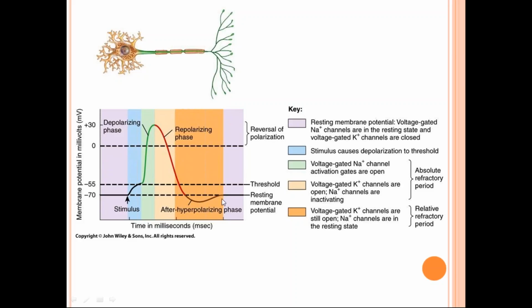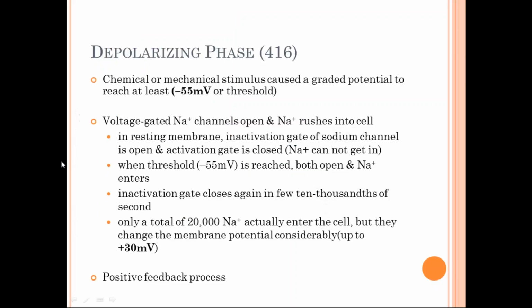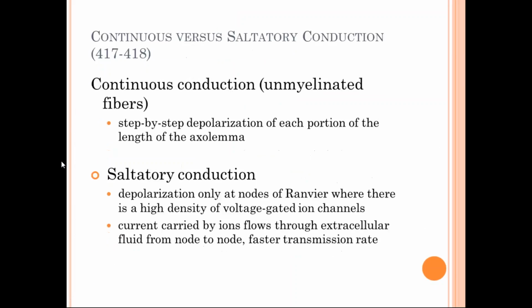Okay? Then everybody eventually gets back to normal, and we have another resting membrane potential. And we can have another impulse. And all of this is happening in milliseconds. Okay? Now, we looked earlier at myelin. So continuous conduction is what happens on unmyelinated fibers, those C fibers, those really slow ones.